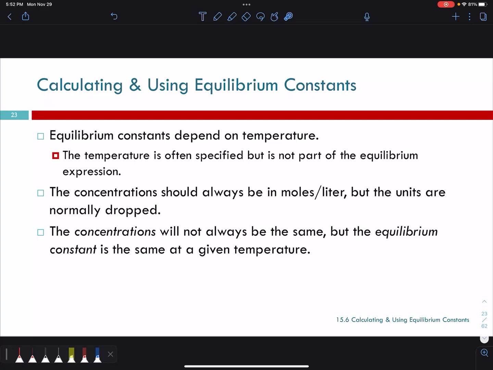Concentration should always be in moles per liter, which is molarity, but the units are normally dropped. Oh, the concentration. Yeah, they're dropped because sometimes they'll end up weird. The concentrations will not always be the same, but the equilibrium constant is the same at a given temperature. And again, we'll see more how that applies if we start throwing some numbers in.